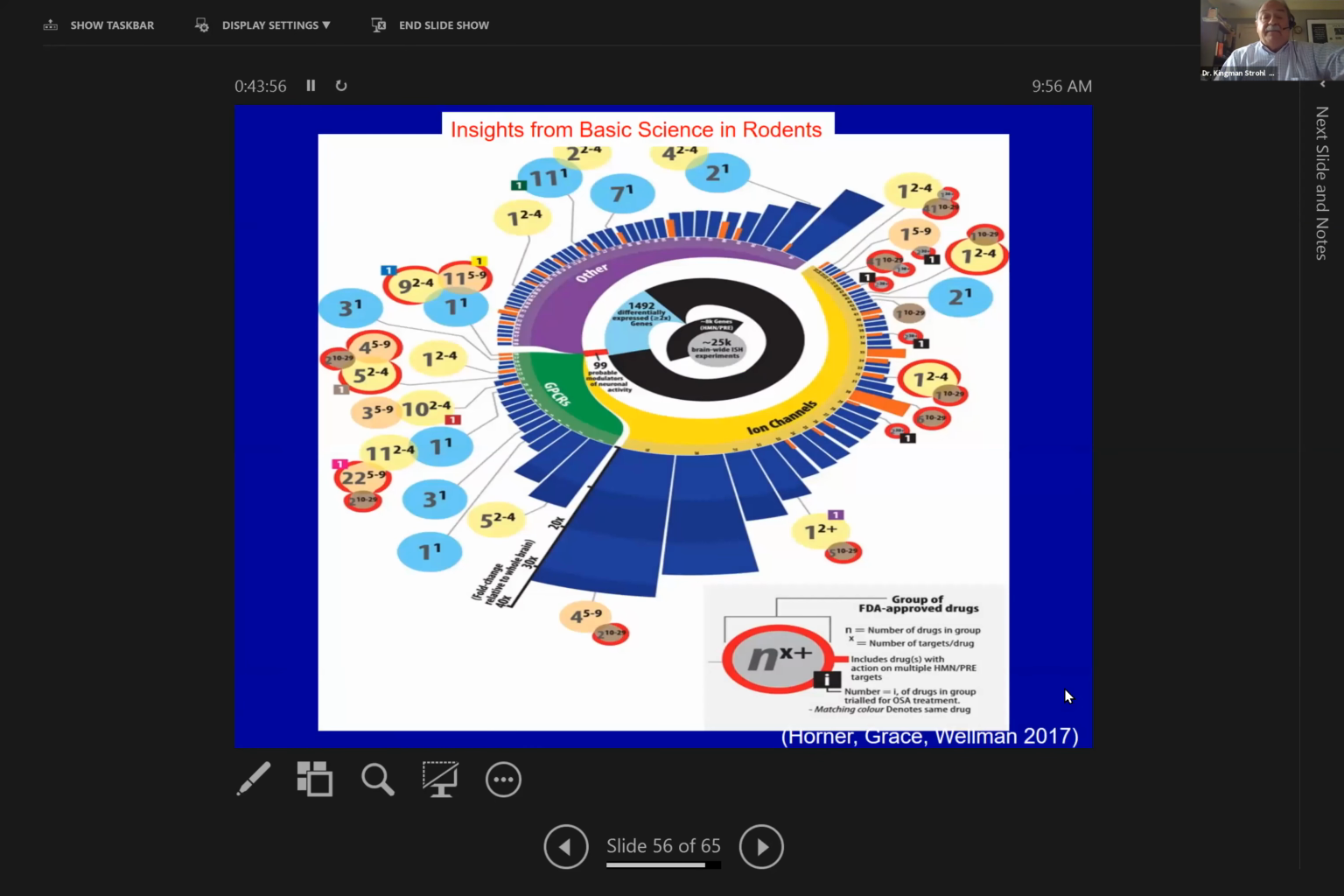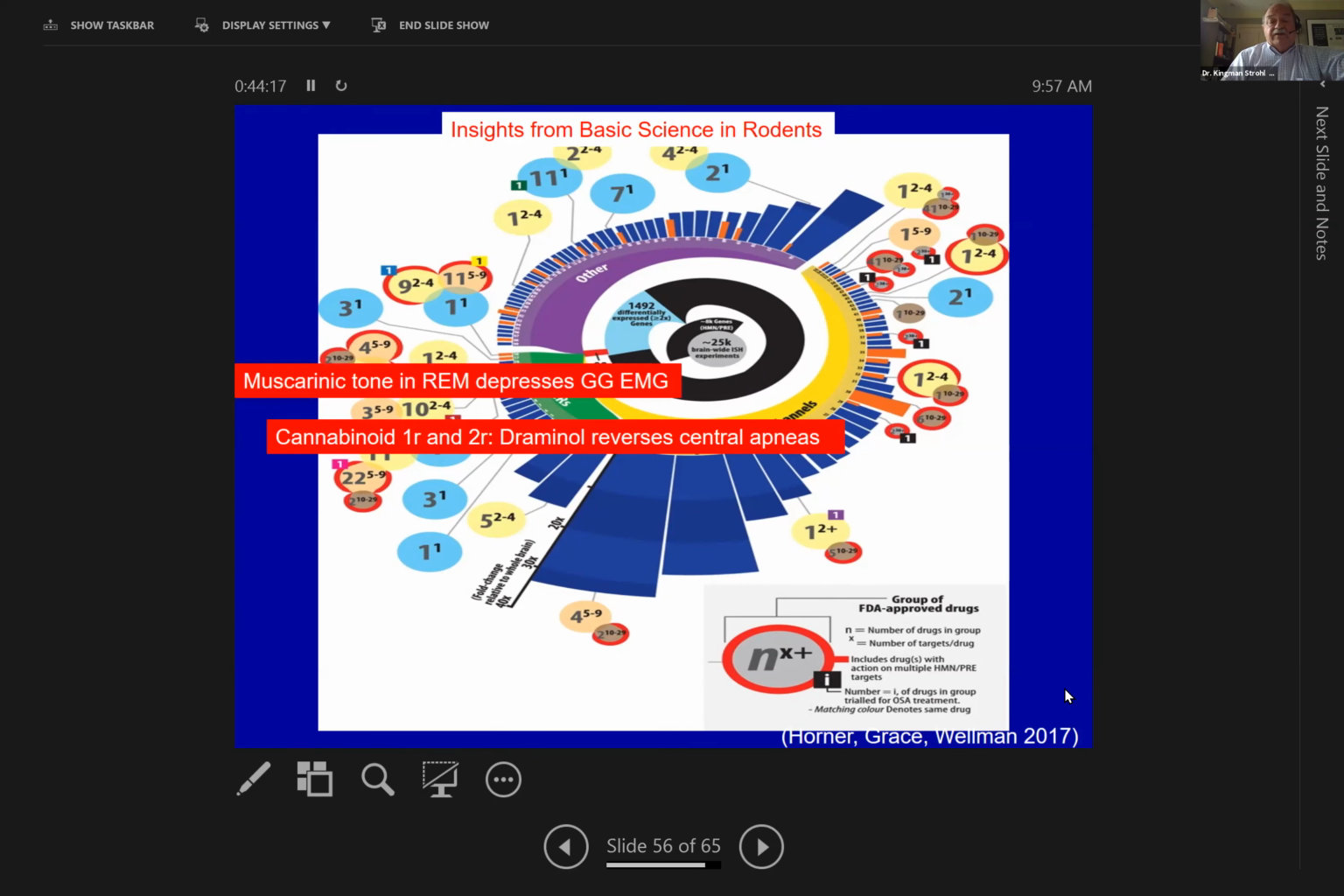So the other part is insights, basic science on medicines. The hypoglossal nerve itself has different gene expressions, and you can pick cannabinoid receptors because tramadol reverses central apneas. Muscarinic tone in REM decreases genioglossal EMG. Adrenergic withdrawal in non-REM sleep depresses genioglossal EMG activity. So in your lifetime, you're going to have medicines that treat obstructive sleep apnea. I don't know how good they'll be or what they'll do or how they're going to do it, but this is where it comes from. This is the basic science.